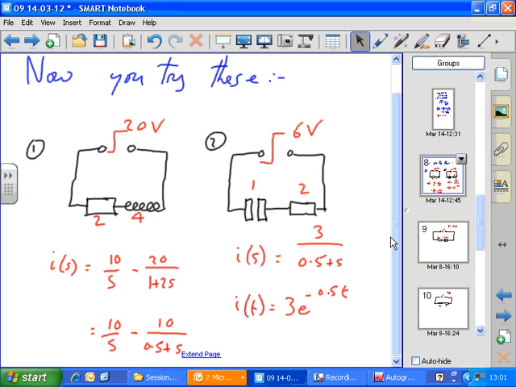Again, for number 2, you should get that solution for i in s space, and then that transforms to 3e to the minus 0.5t. When you've had a go at those, look at the textbook, the notes that you got on the Laplace transforms, transient analysis. Turn to page 21 and have a go at questions number 1 and 2. And then when you've done that, go to the next video, which looks at the next circuit.